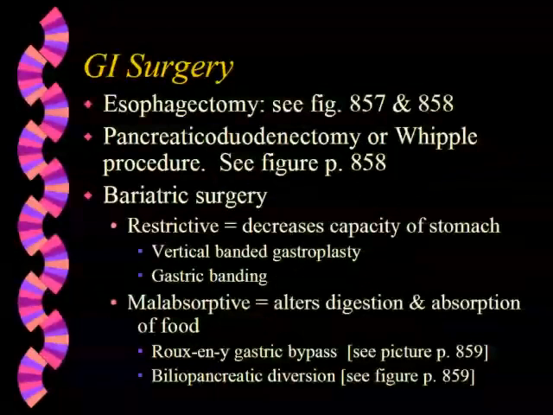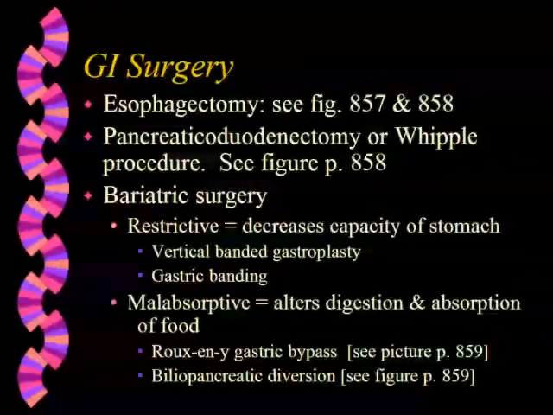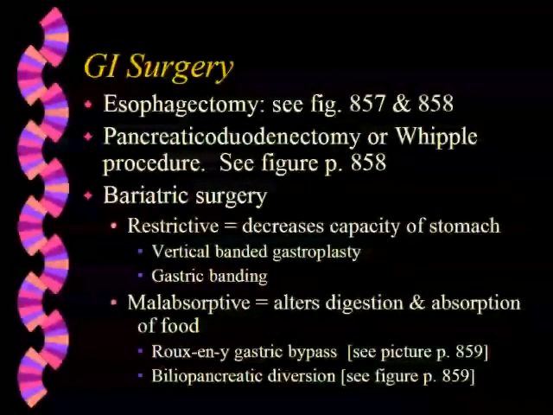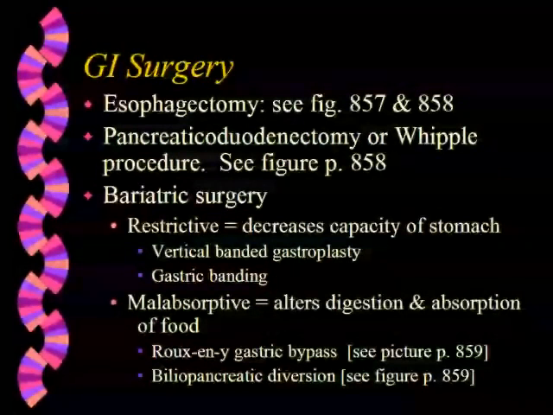GI surgery and esophagectomy removes part or all of the esophagus, stomach, and lymph nodes for cancer treatment. And there's a figure on this on page 857 and 858. I'm just going to pause for a second.